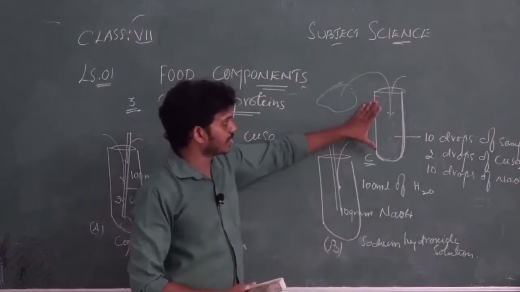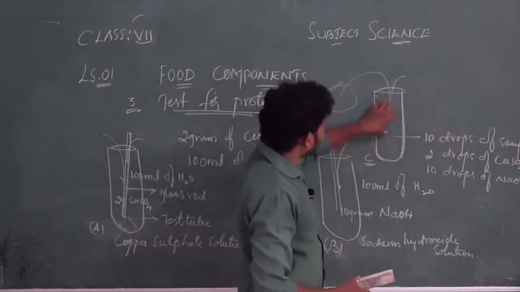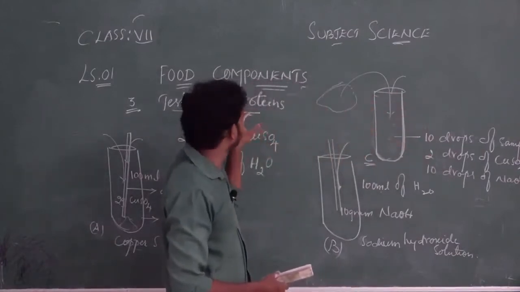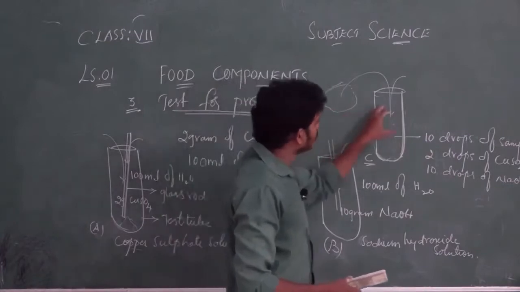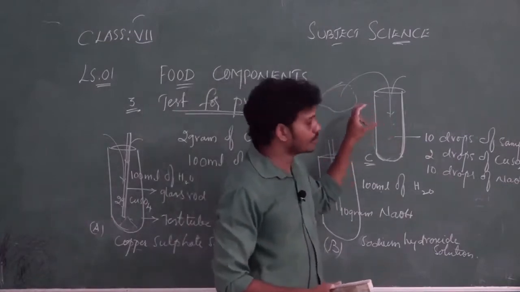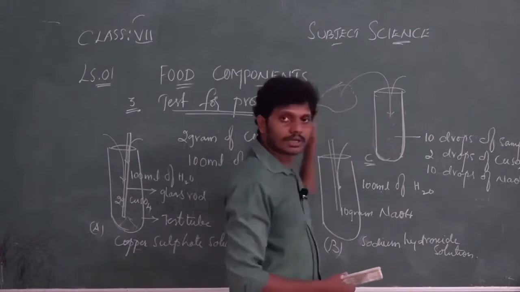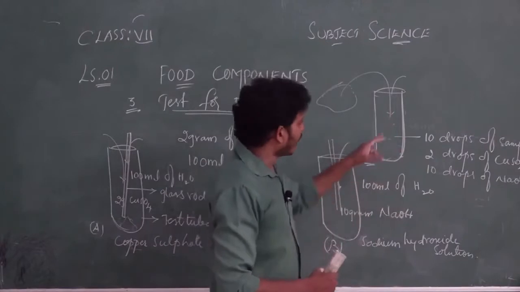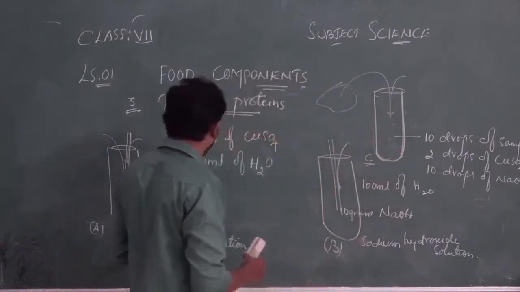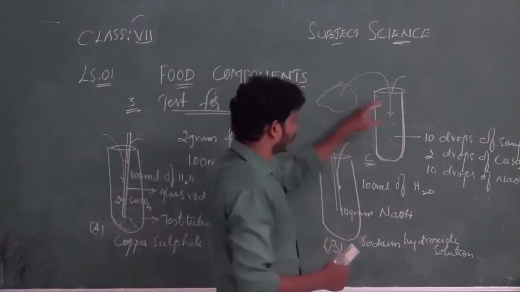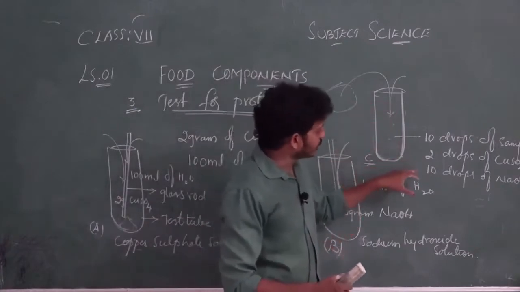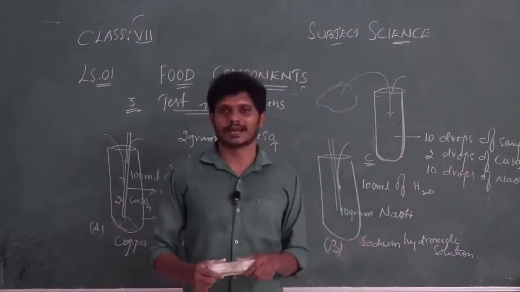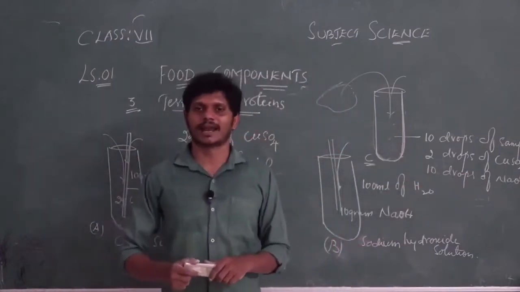In this test tube, what is present here? 10 drops of the sample that you want to test for proteins. How many drops of solution have you taken? 10 drops of sample. And to this 10 drops of sample, you are adding 2 drops of copper sulfate solution. And then you are adding 10 drops of NaOH, sodium hydroxide.